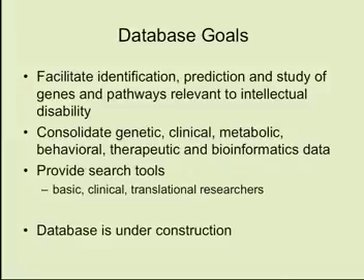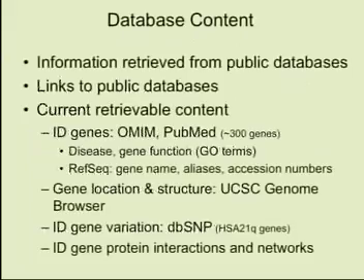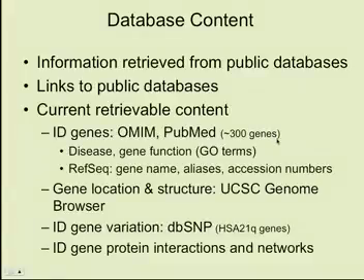So what is the content? This is information that comes from publicly accessible databases, and our database also provides links to these databases or to other databases to get additional information. The current content of the database includes close to 300 genes. These have been retrieved from PubMed and OMIM, genes that are known to cause intellectual disability when mutated. This can be either primary intellectual disability or secondary to some other genetic defect.